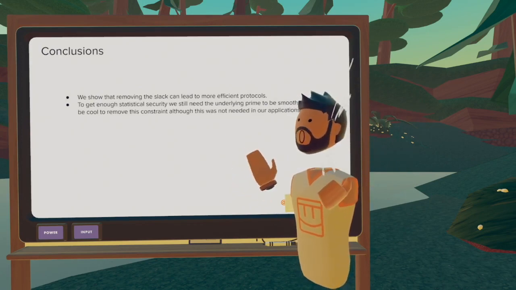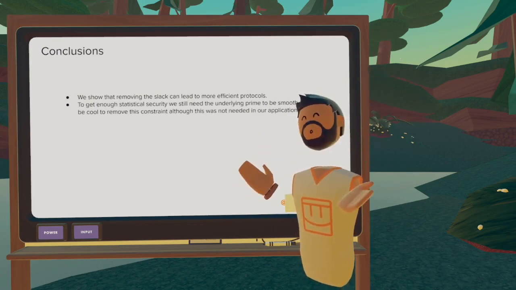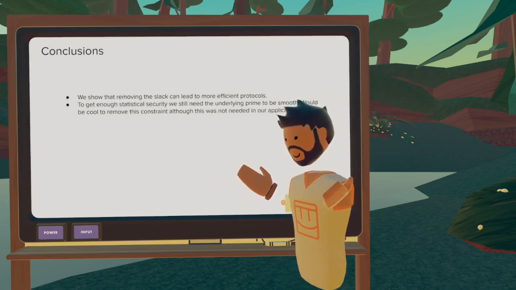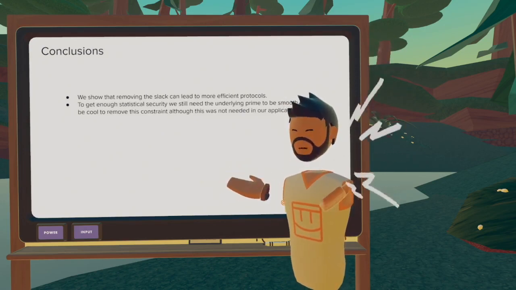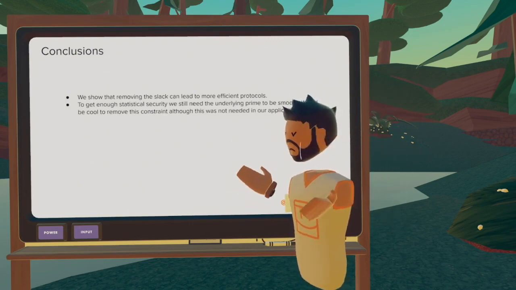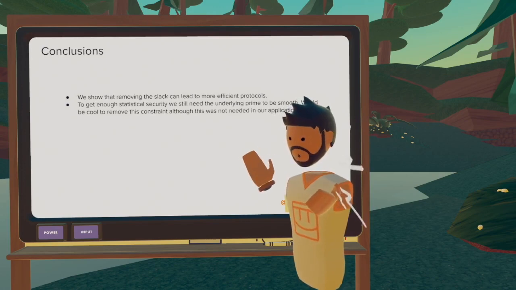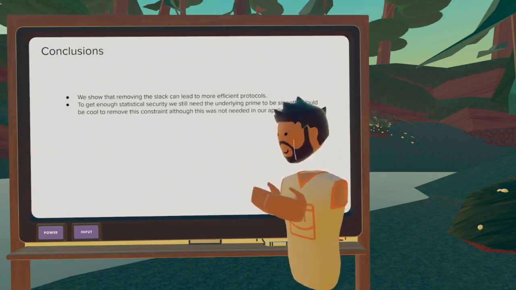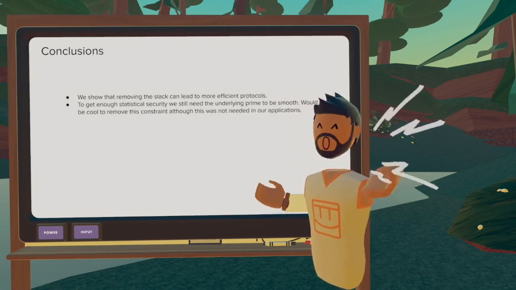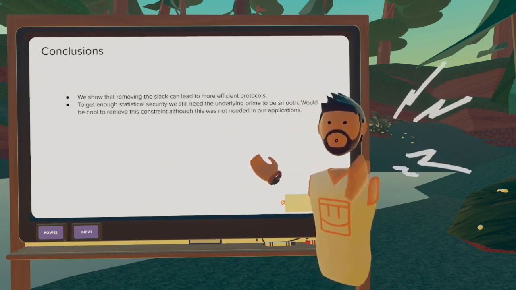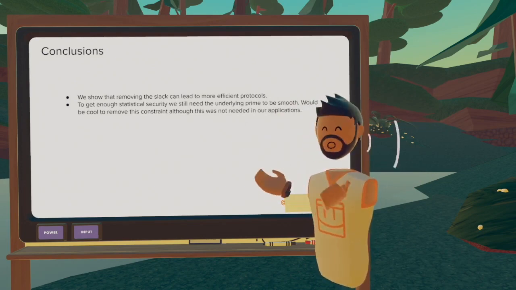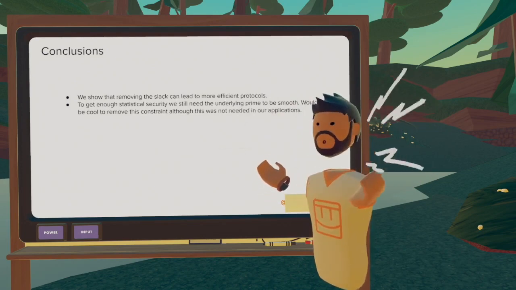This is not inherent to how Rabbit works, but more inherent to how the extended DABIT construction works. It would be interesting to see whether you can get rid of this prime smoothness and still have efficient protocols. So we leave that as an open question. If anyone is keen to tackle that, then go for it. And you can also contact us if you want.